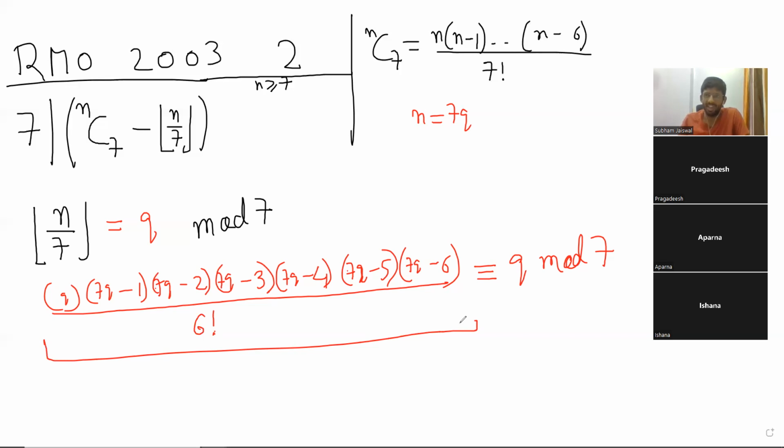What does it mean? It means that I want to show that this thing leaves a remainder 1 when divided by 7. Does everybody agree to that? If I can show that that leaves a remainder 1, then am I not done? Yes, right? Okay.